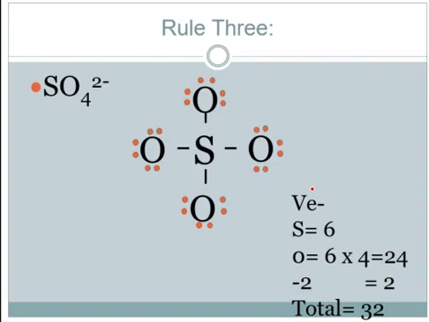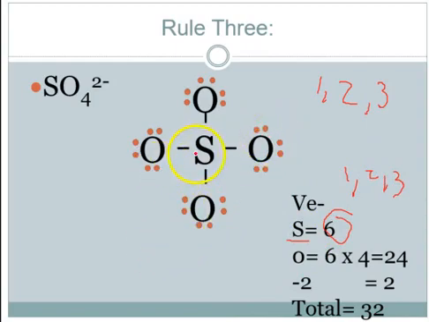I've distributed all 32 electrons. Then I have to ask, is sulfur in a column that is one of the exceptions to the rules? That's columns 1, 2, or 3 have exceptions. No, sulfur is in column 6. It brought 6 valence electrons. So only elements that come in with 1, 2, or 3 electrons have exceptions to the rule.